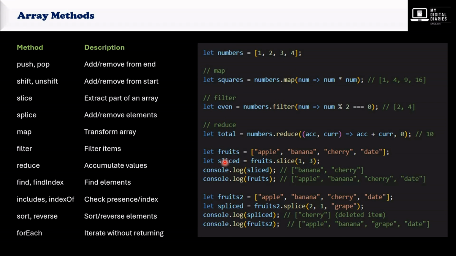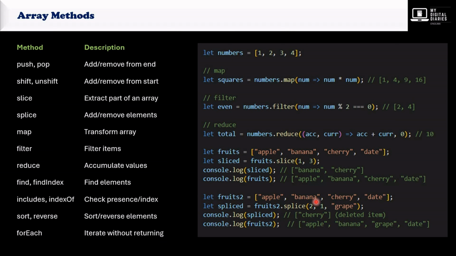So it will get into the slice array. But the fruits array will remain the same: apple, banana, cherry and date. So this is how slice will work. Then we have splice. Splice actually modifies the original array, and you can remove elements or even insert a new one. So here is an example of splice.